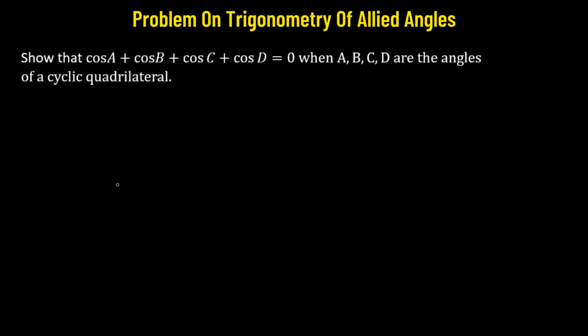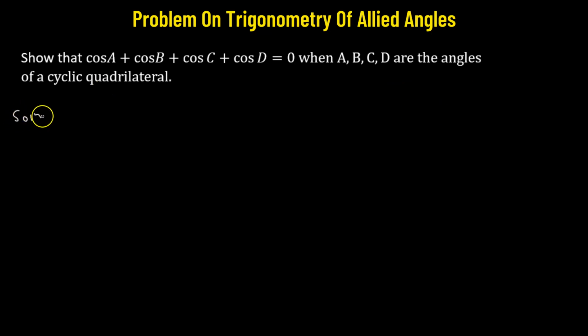We need to show that cosine of A plus cosine of B plus cosine of C plus cosine of D sums up to 0, and it's given here that A, B, C and D represent the angles of a cyclic quadrilateral. So let us begin.